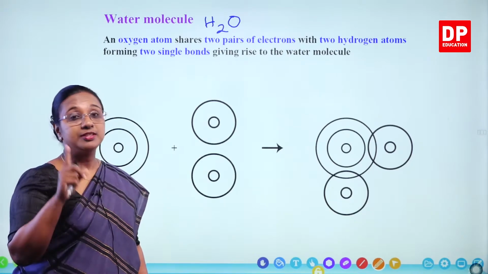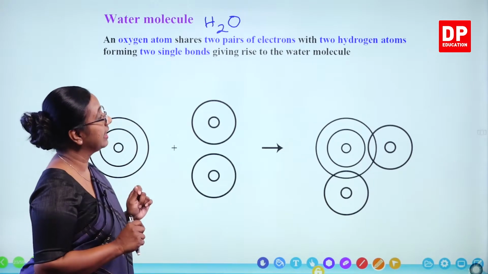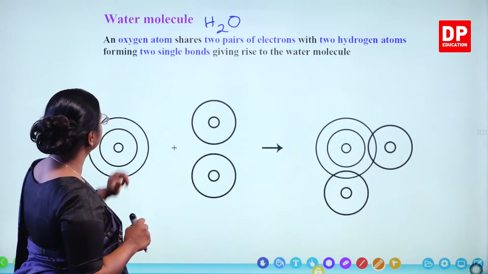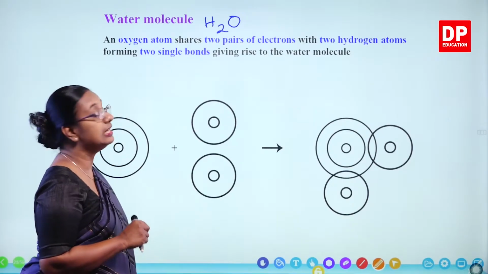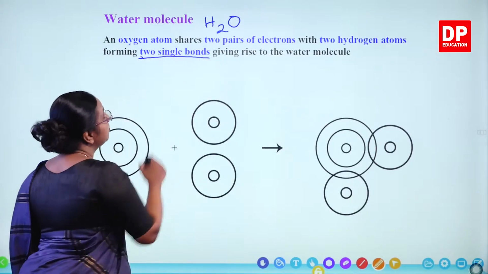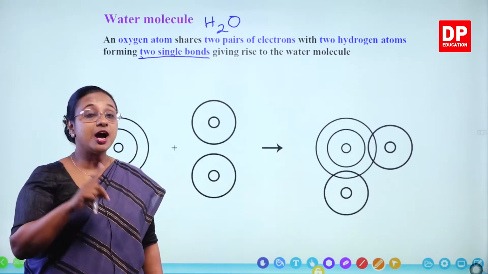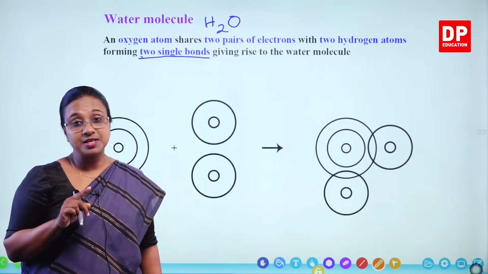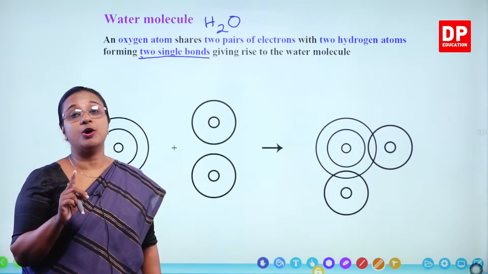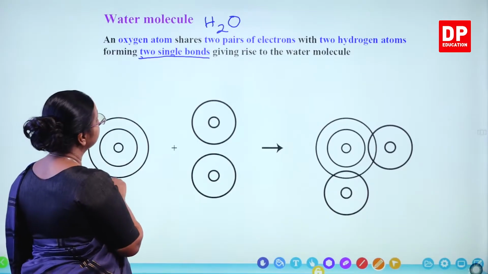In each bond there is a pair of electrons. That is why 2 pairs of electrons with 2 hydrogen atoms forming 2 single bonds. Here you have to note this term, single bonds. If there is just one pair of electrons shared between 2 atoms in a covalent bond, we call it a single bond. So now let's see how this is formed.